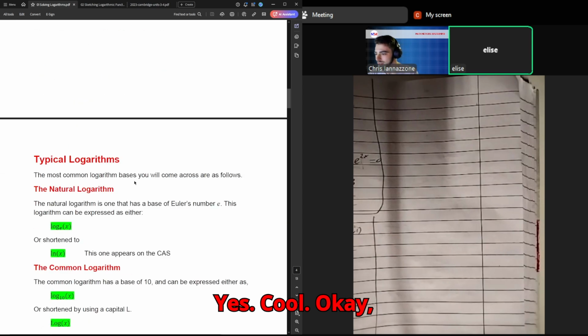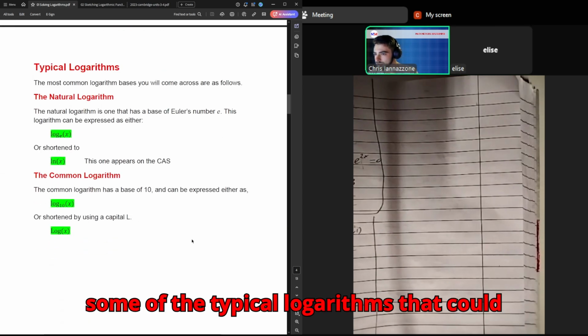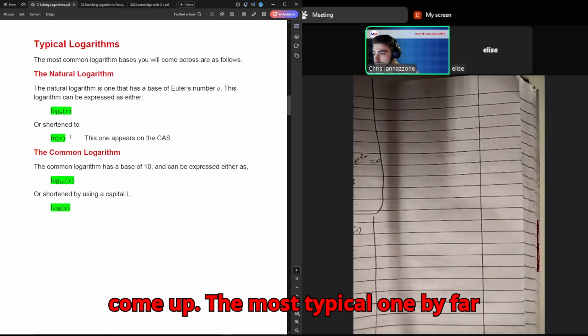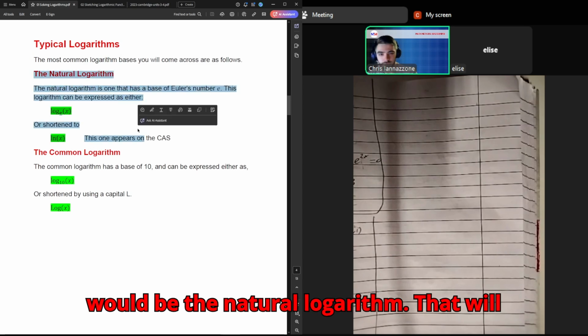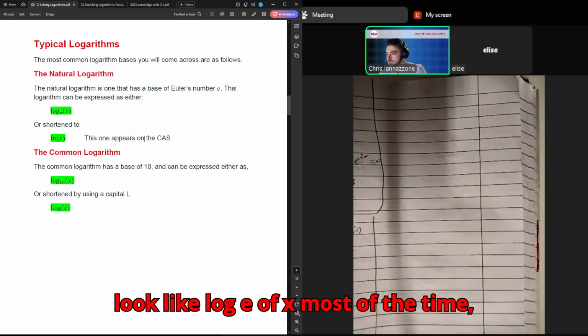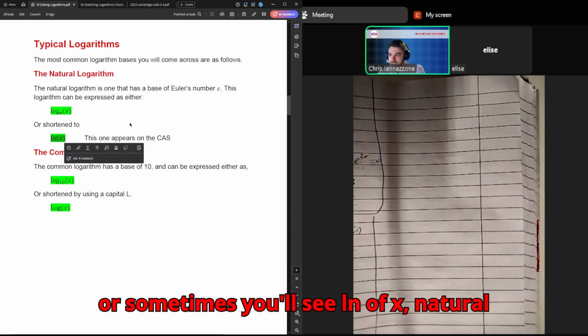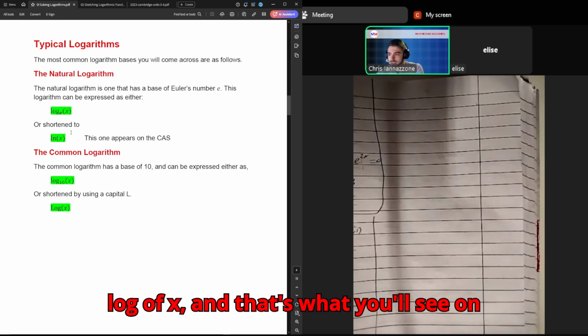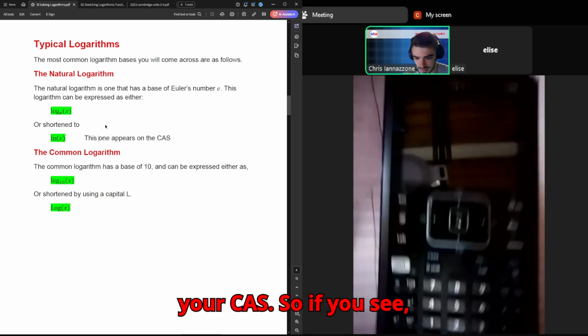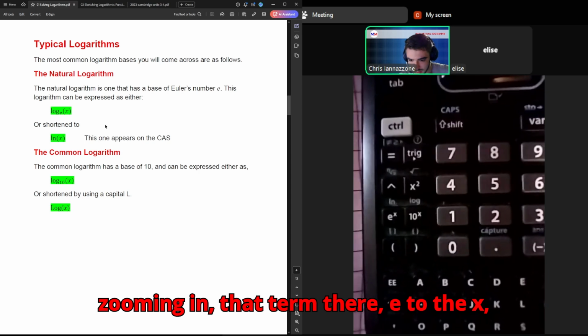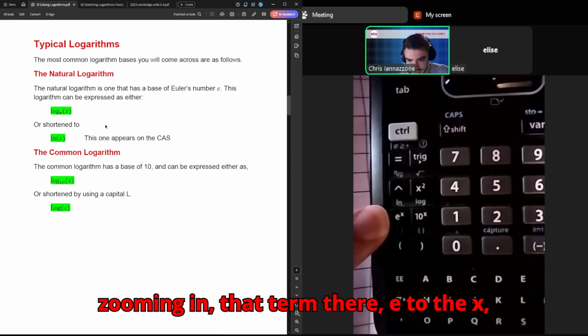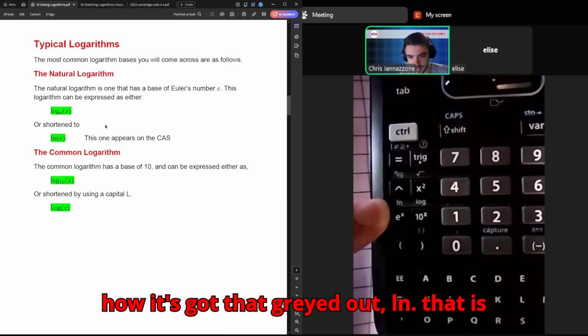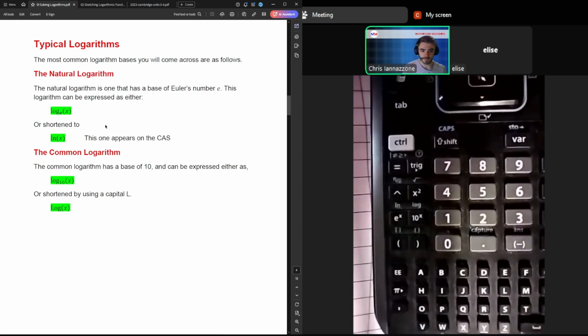Cool. Okay, some of the typical logarithms that could come up. The most typical one by far would be the natural logarithm. That will look like log e of x most of the time, or sometimes you'll see ln of x, natural log of x, and that's what you'll see on your CAS. So if you see, zooming in, that term there, e to the x, how it's got that grayed out ln, that is your natural logarithm.